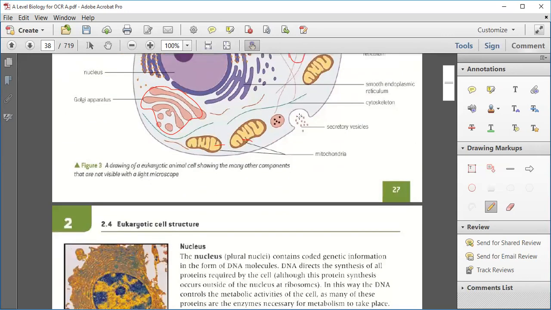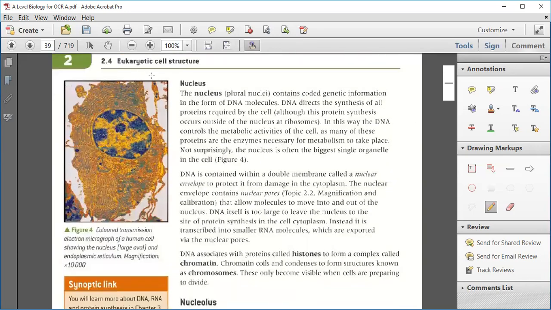Okay. Now we will discuss the nucleus. The nucleus, the plural is nuclei, contains the coded genetic information in the form of a DNA molecule.